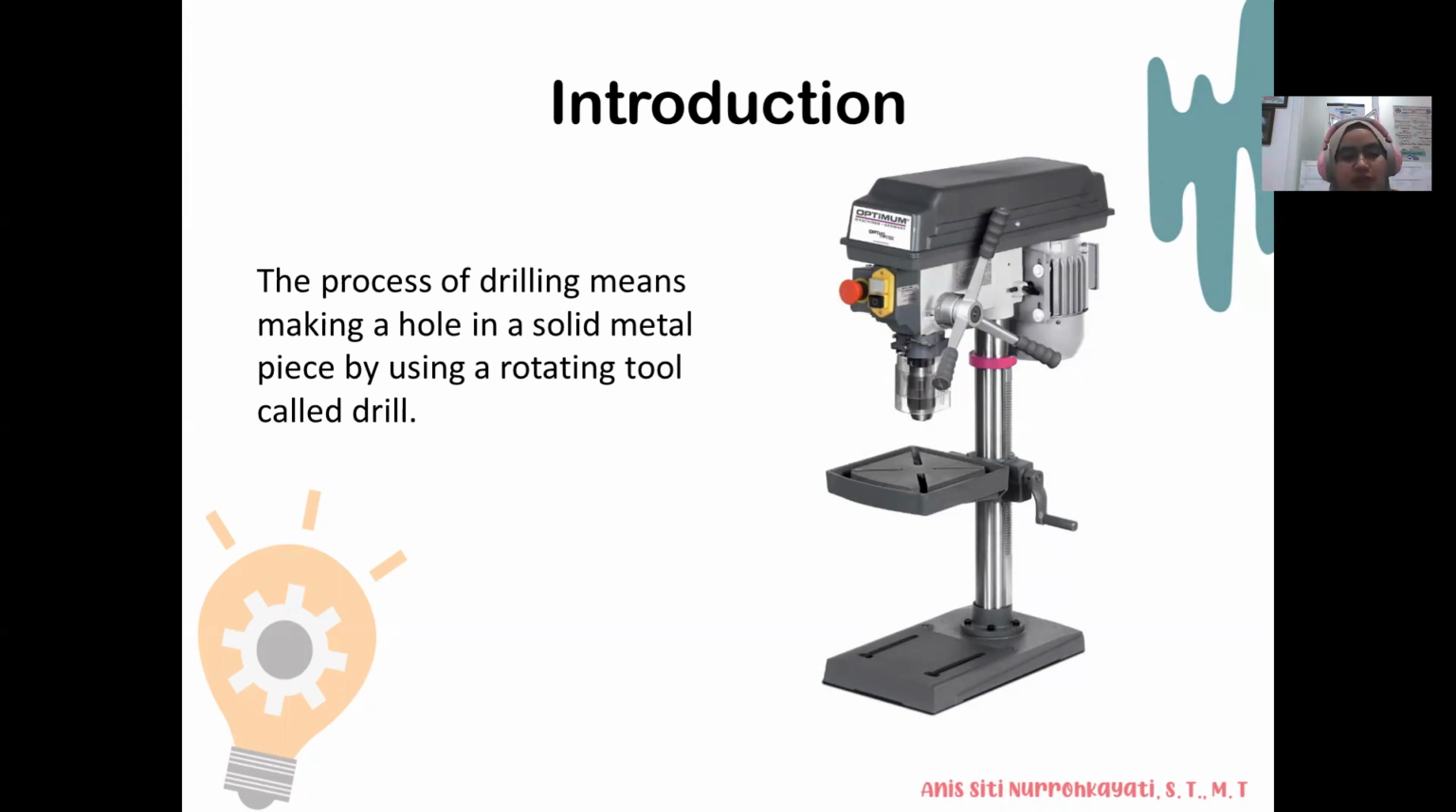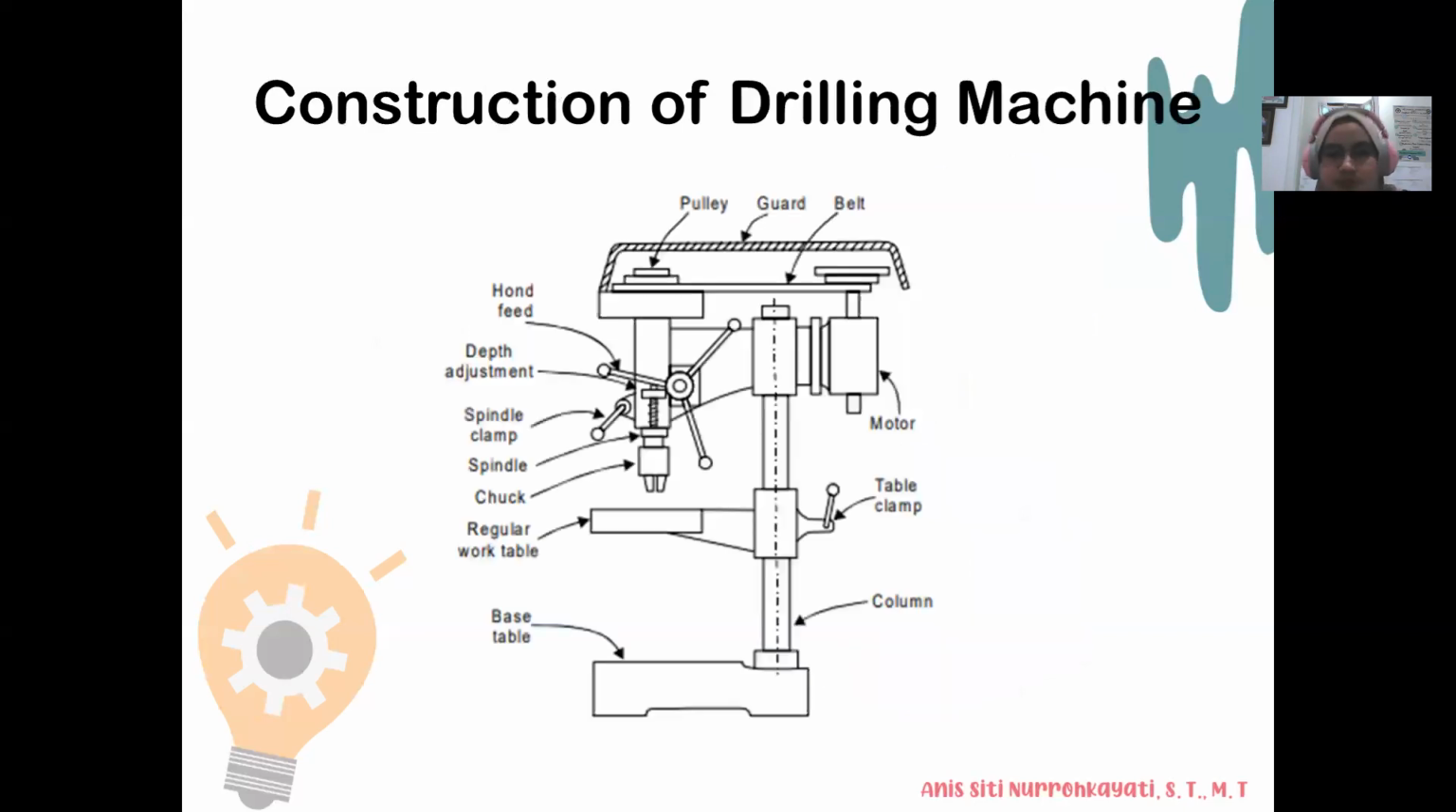Holes were drilled by the Egyptians in 1200 BC, about 3,000 years ago, by bow drills. The bow drill is the mother of the present-day metal cutting drilling machine.